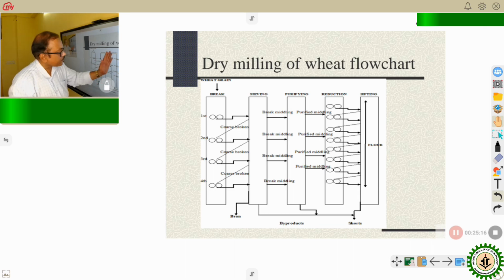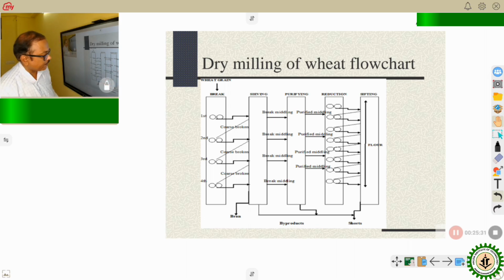Followed by this reduction roll system operation, they have about 8 to 18 pairs of reduction rolls, followed by similar sieving and sifting operation. Finally, the flour is separated, flour is produced, and the bran as byproduct and sorts. Sorts means these are also actually a mixture of chaps, offals, etc., containing a little portion of endosperm. Those remain adhered to the bran portion. Those are also impurities. These are separated from the endosperm.